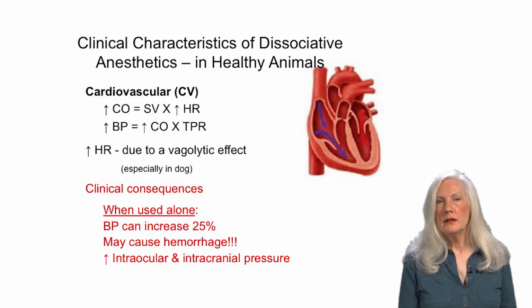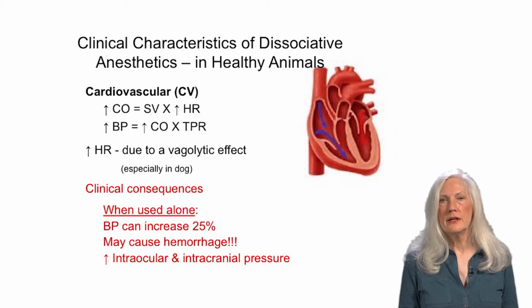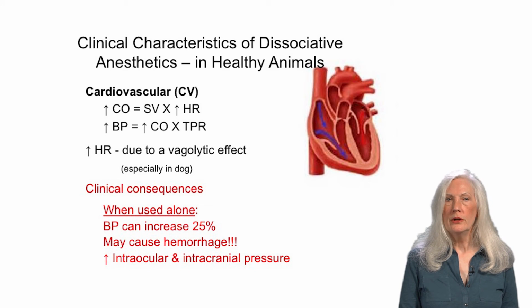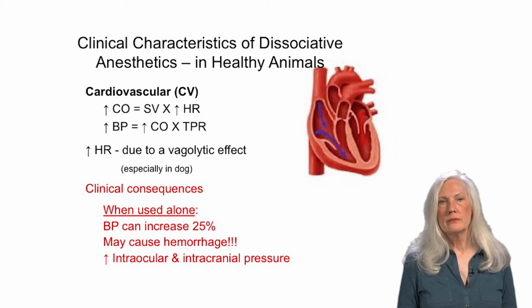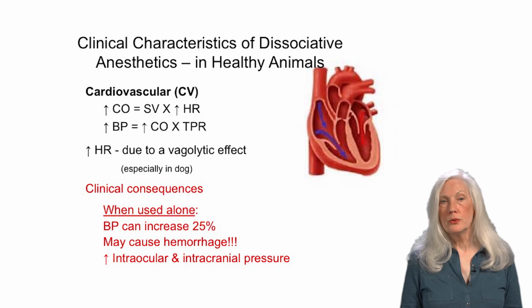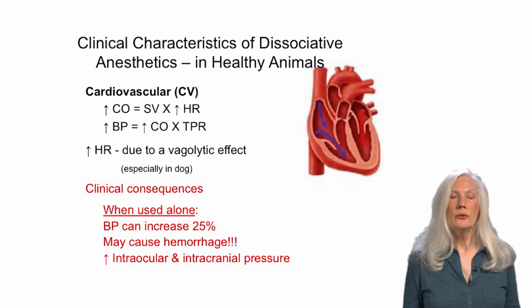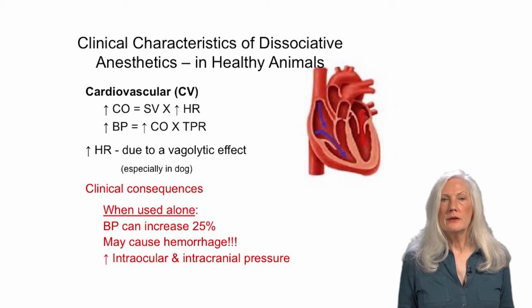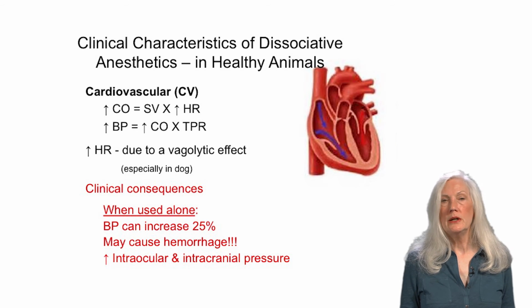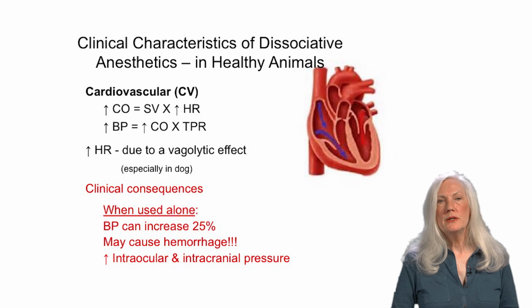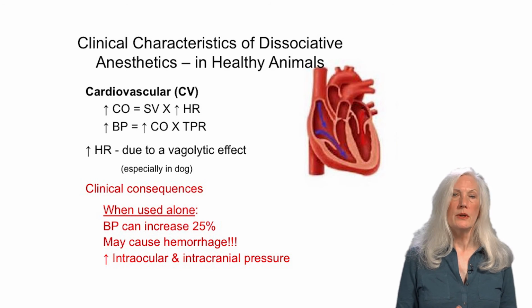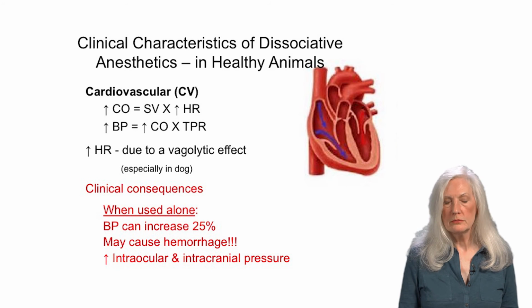The effect of ketamine and thalidomide on the cardiovascular system is also just the opposite of most other injectable anesthetics. In the heart, they increase heart rate by a vagolytic effect. The increase in heart rate increases cardiac output, which ultimately increases blood pressure. The clinical consequence of this is really significant because blood pressure can increase by 25%, which may cause hemorrhage in animals that have wounds. There's also an increase in intraocular pressure and intracranial pressure. For these reasons, ketamine should also be avoided in animals with head injuries or who have glaucoma.